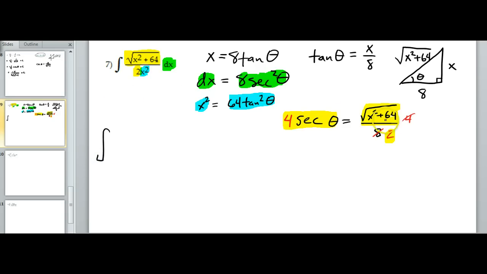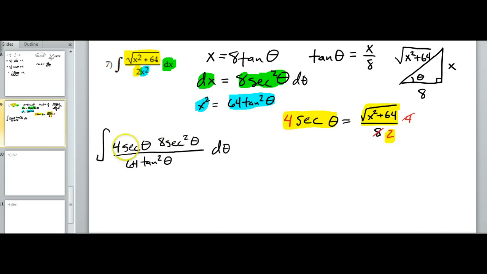In the yellow, that's 4 secant theta. In the blue, that's down in the denominator, so that's over 64 tangent squared theta. And then up top the dx, that's 8 secant squared theta d theta. Oops, forgot my d theta. Okay, so everything's been substituted in.